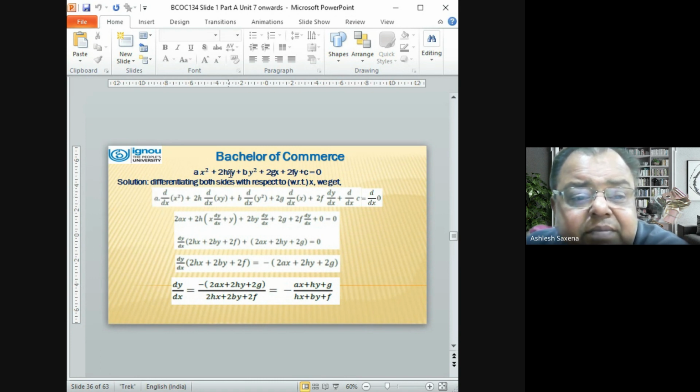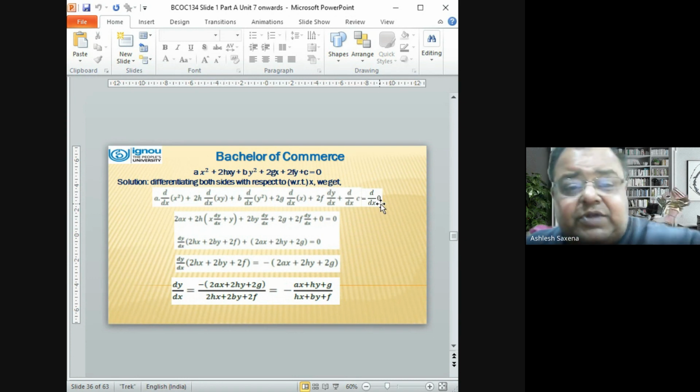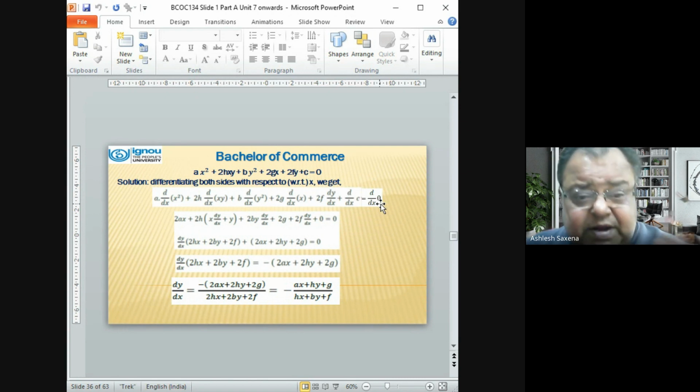Fine. Plus 2h is constant into d by dx of what is remaining, x and y, plus d by dx of y squared, plus 2g d by dx of x, plus 2f times the derivative of y, which is dy by dx, plus d by dx of this c. Okay, and this is equal to d by dx of c. Now, how to proceed? We have found out what has to be differentiated.